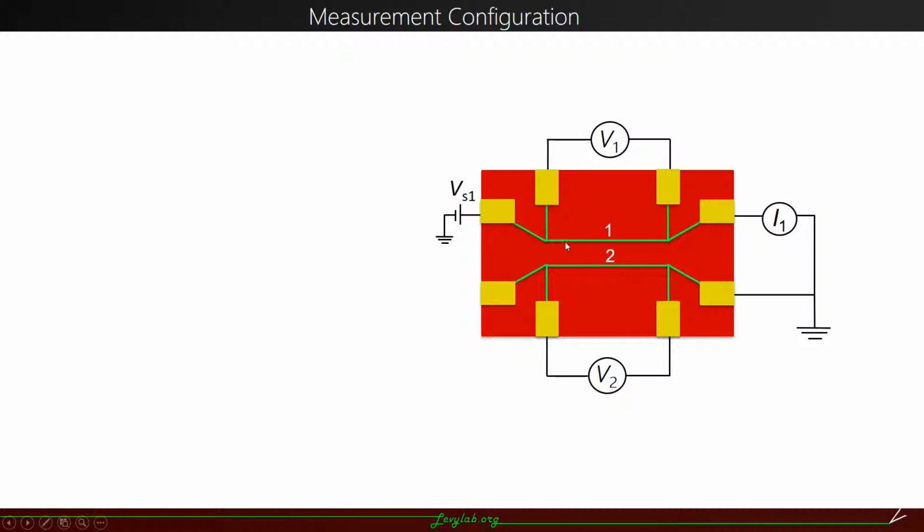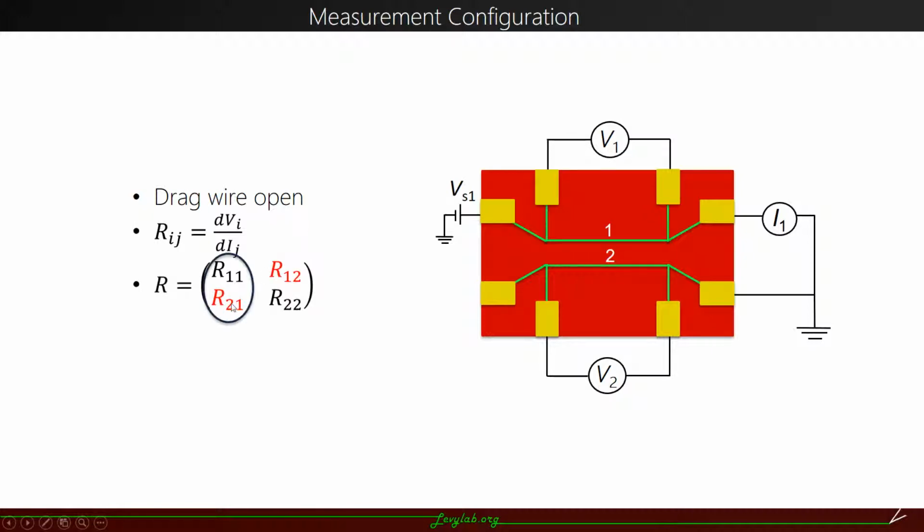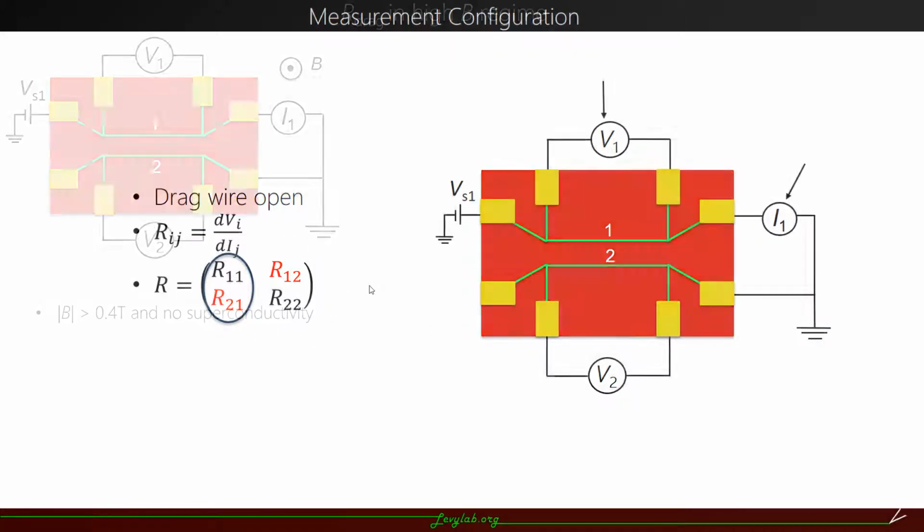Measurement is done by sourcing current in one nanowire and then measuring the induced voltage in the other nanowire. During the process, the other nanowire is open. For example, in this configuration, current I1 is sourced in wire 1 with a voltage Vs1, and we measure the induced voltage V2 in wire 2. We can also measure the terminal voltage V1 in wire 1. The resistances are given by these equations. For example, R21 is given by V2 over I1, the drag resistance, and the 4-terminal resistance R11 is given by V1 over I1. If we source current in the other nanowire, we can get the other 2 terms.